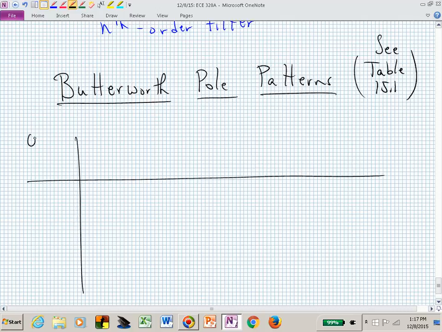Let's say this is the order, that's little n. And I've already told you that we want all of these poles to be how far away from the origin if we have a normalized filter? A normalized filter is one where we have a bandwidth of 1 radian per second.